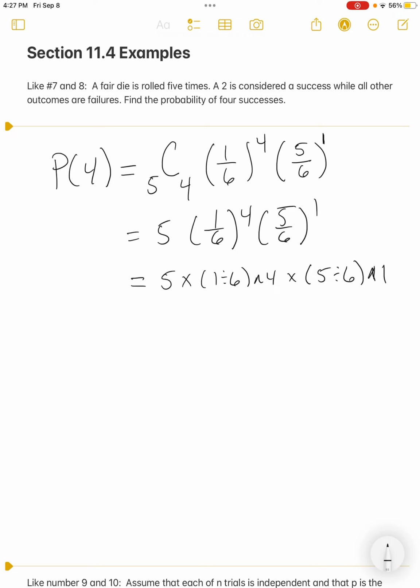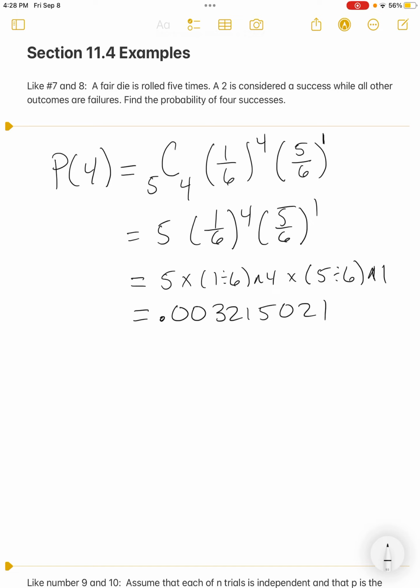And so let me do that really quick. I got 5 times 1 divided by 6 to the 4th times, open parentheses, 5 divided by 6 to the 1st, right? Or just leave it alone. And so an acceptable answer would be 0.0032, just my decimal point there, 15021. Now, if they want it as a decimal, they're going to ask you to round it appropriately.